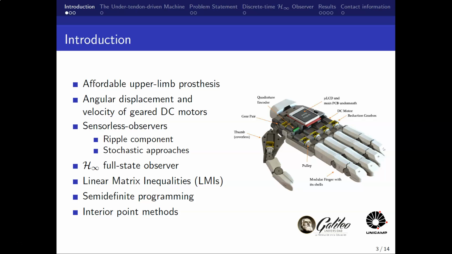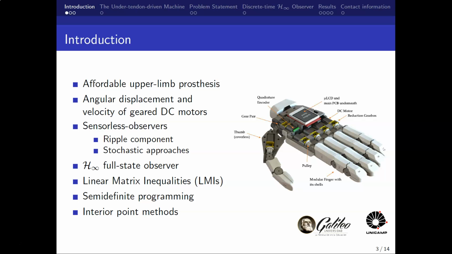Common approaches to determine useful parameters for upper limb prosthesis involve using different kinds of sensors, such as quadrature encoders, to measure angular displacement and velocity of the gearhead of a DC motor, for example. However, this increases the size, weight, and cost of the device, reducing affordability or even usability. To mitigate these issues, most typical solutions rely on the use of sensorless observers, which estimate the full state of the system depending on the current or voltage measurements.